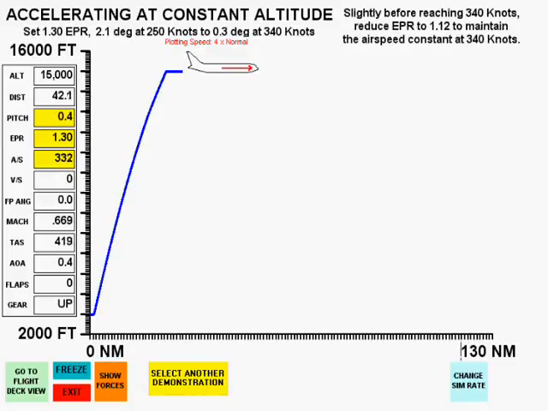As we approach our target airspeed of 340 knots, we'll set the EPR to 1.12 in order to maintain a constant speed.